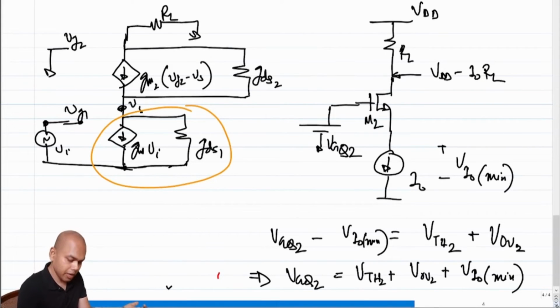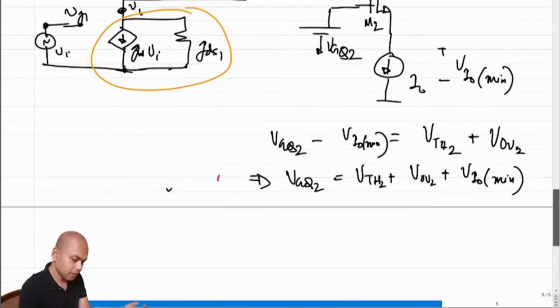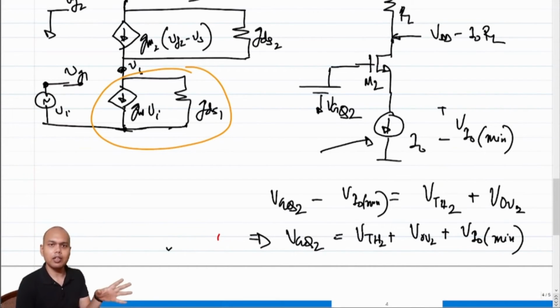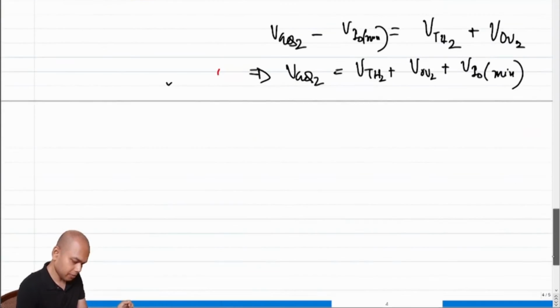The reason I came back to this is, what is our cascode stage now? What is this I naught now? Instead of I naught, we have a transistor. And what is that transistor? We have the transistor M1, right? So let me draw that.